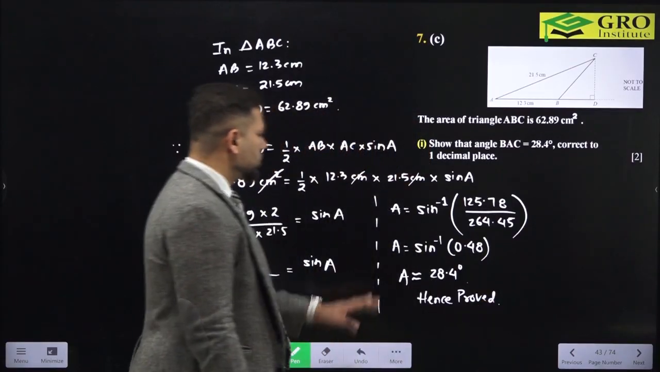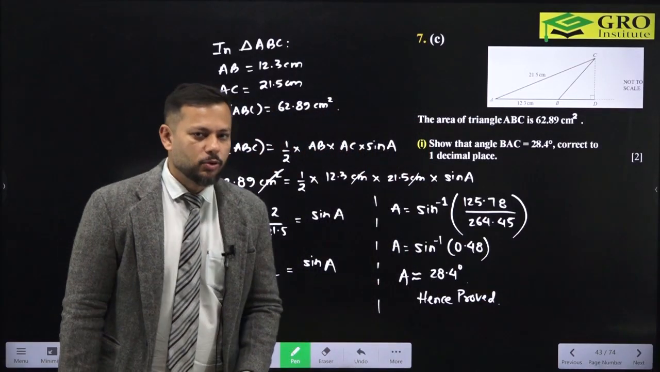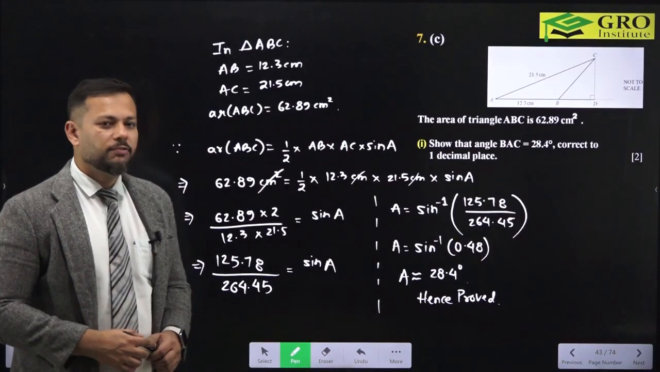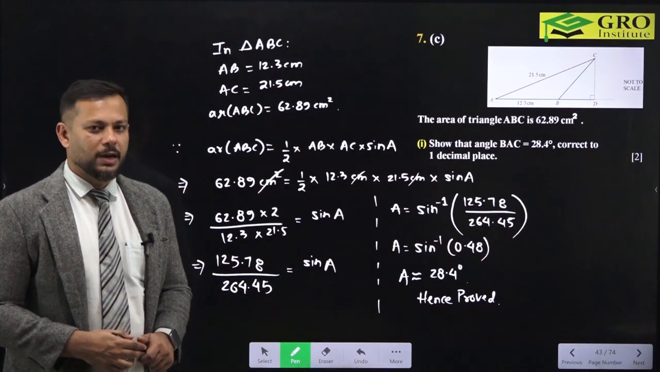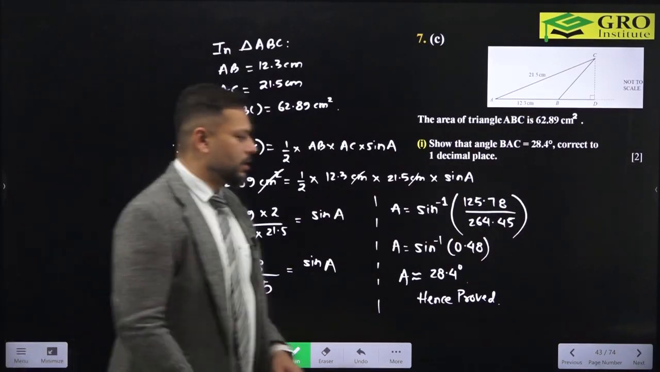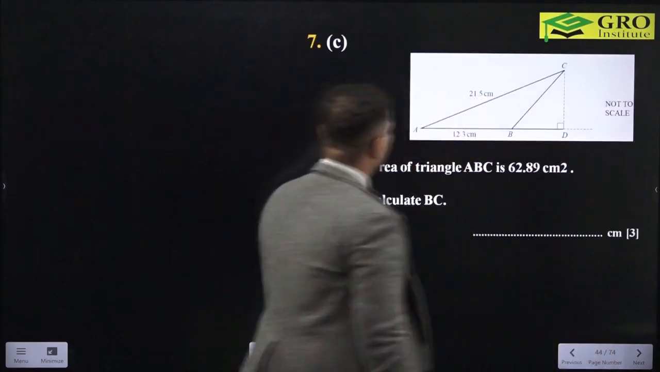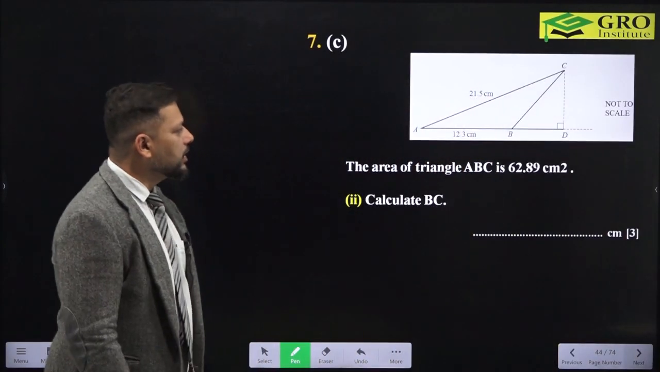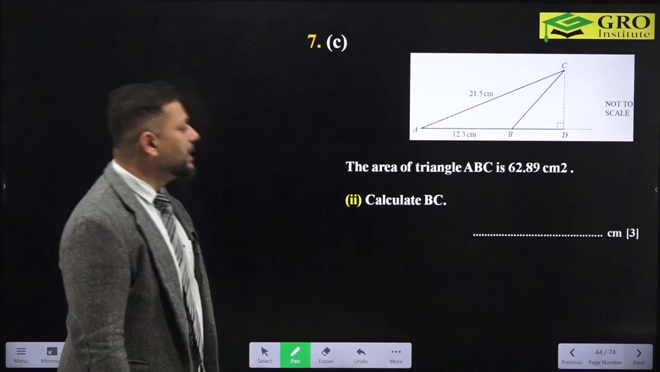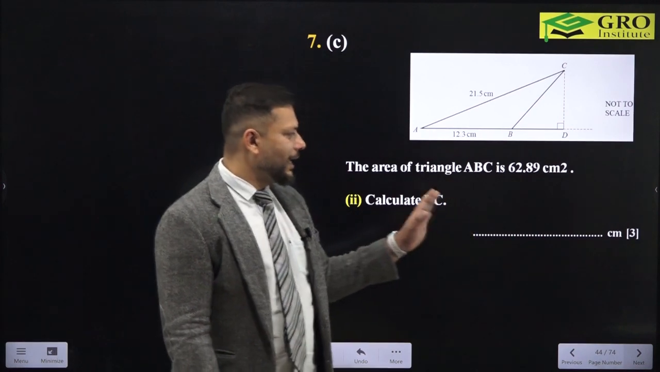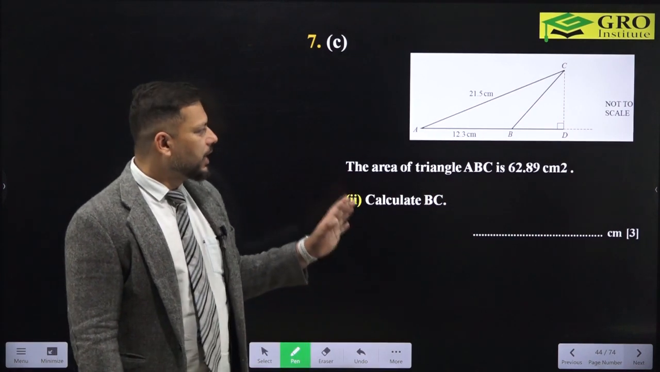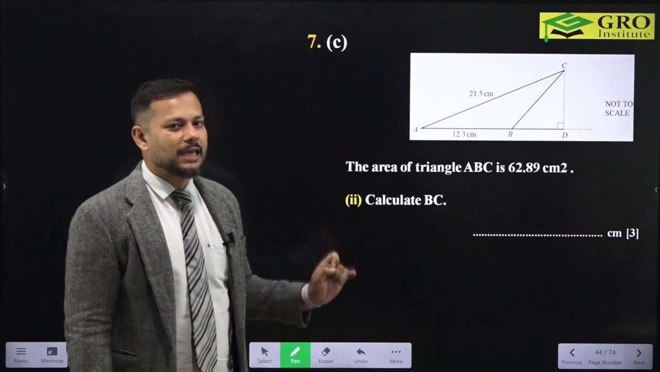Right guys, this is what this angle A is about to be. Please note it down for your reference, and then we'll move to the next part of this question. Changing it now. So here, yes, we need to calculate BC. Again, the area is given to us. We have to find out the BC side of it.